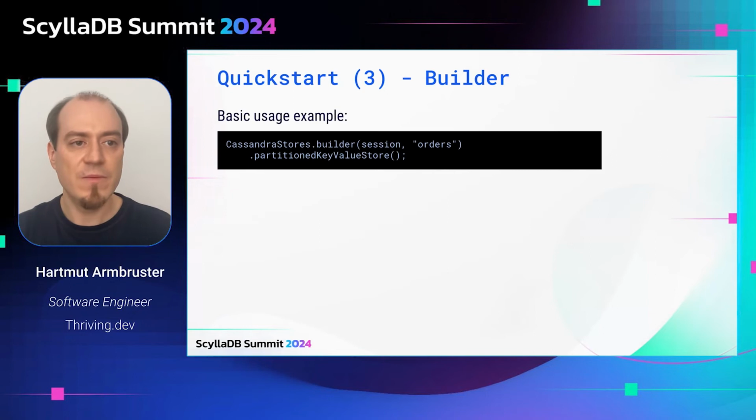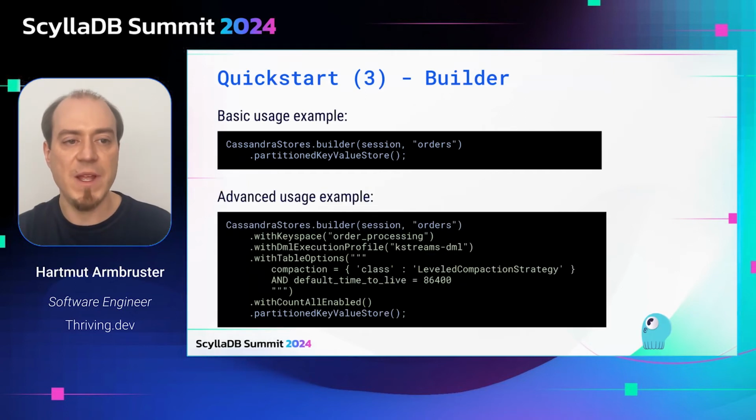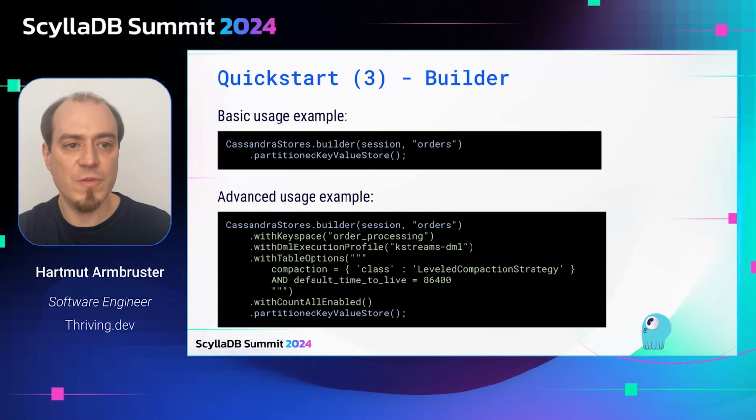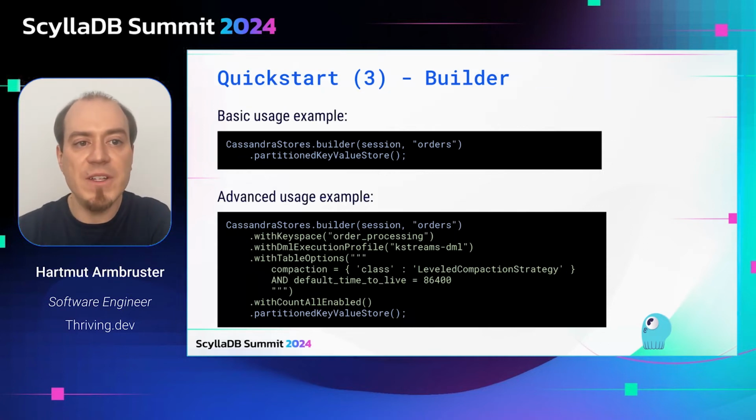Looking at the builder, what was used in the previous slide is only the mandatory fields of the builder, where you pass in the session, the store name, and choose your type. But there are many more optional config options for your builder, such as setting the keyspace or execution profiles or table options. This is helpful if you want to override the default compaction strategy the table is created with, or set the default time to live. You can read all of the options in the documentation.